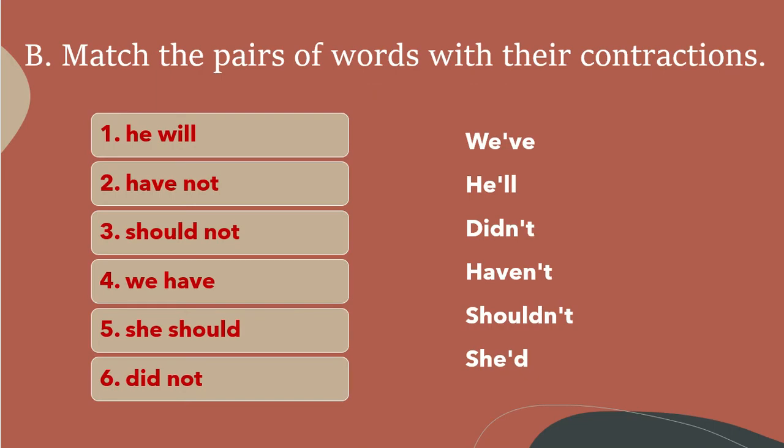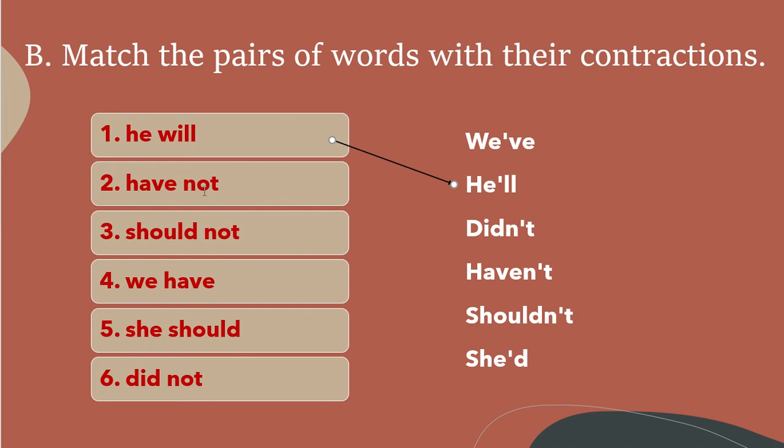Question number B says, match the pairs of words with their contractions. Okay? So, the first one is he will. In case of will, we have learnt ki hame double L rehne dena hai. So, it will be he'll. Just drag and place it.